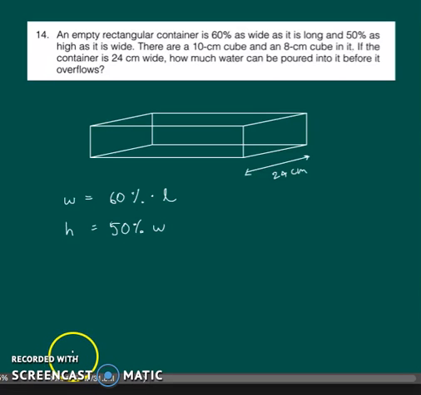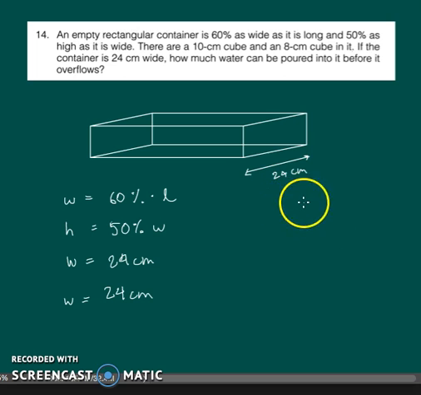To start off with, we are only given the dimensions of this empty rectangular container in terms of percentages of each other. The only actual measurement that we're given is that the width is 24 centimeters. So before we do anything else, let's find the measurements of the other two dimensions, the length and the height. So I know that the width is equal to 24 centimeters.